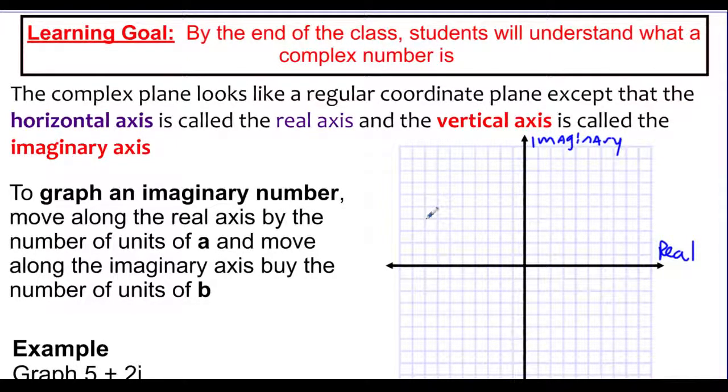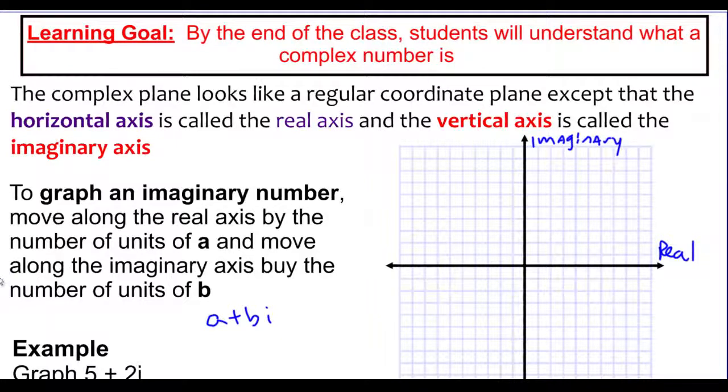Okay, so what we're going to do is, we're going to use the a and the b values. Remember, all of these complex numbers can be written as a plus bi. We're going to use the a value, the real number part of the complex number, and we're going to move left and right with that. And then we're going to take the b part of it, and we're going to move up and down with that, because the imaginary axis is up and down.